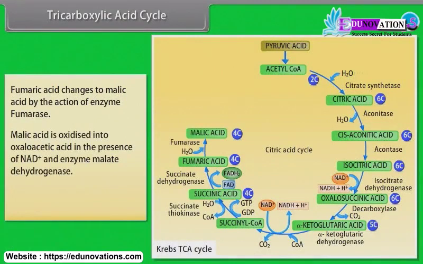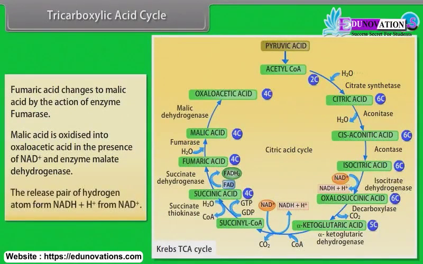Fumaric acid changes to malic acid by the action of enzyme fumarase. Malic acid is oxidized into oxaloacetic acid in the presence of NAD+ and enzyme malate dehydrogenase. The released pair of hydrogen atoms forms NADH plus H+ from NAD+.